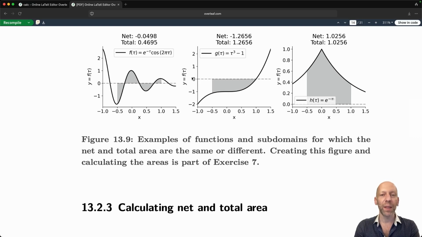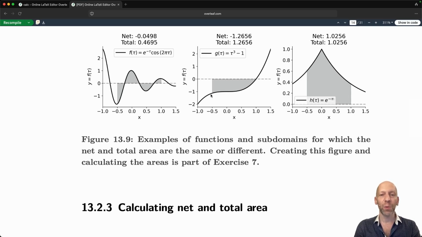Now, the point of this figure was to illustrate the distinction between net area and total area. So in this case, the function takes on both positive values and negative values. And that means that some of these positive and negative bits will cancel each other out. And that's why the net area is closer to 0, because there's some cancellation. And the total area is like all the gray pixels. So this contributes negatively to net area, but positively to the total area.